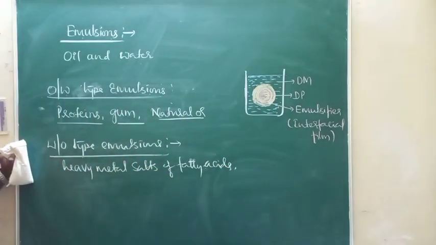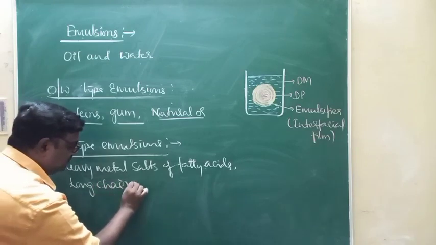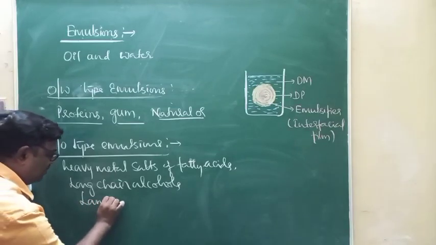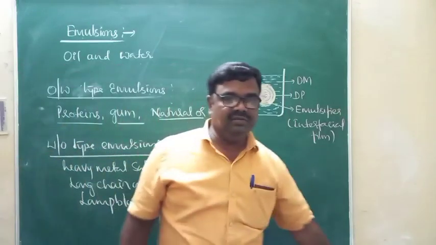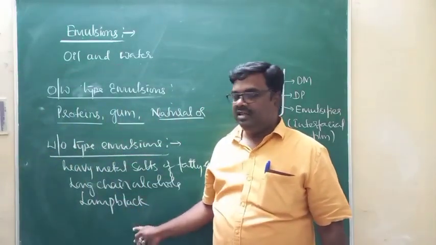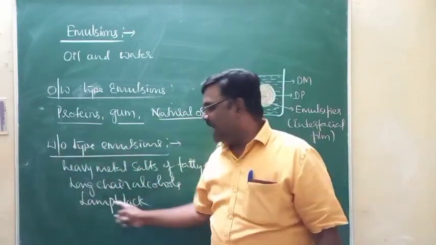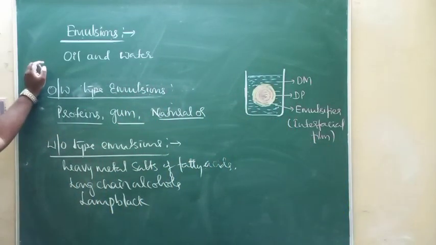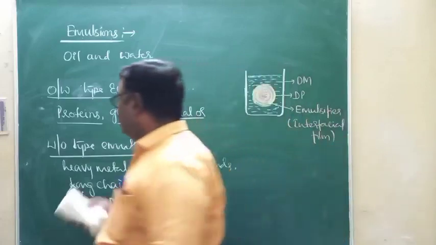Heavy metal salts of fatty acids, or you can say long chain alcohols, or you can say lamp-black. These are the substances which we can use as emulsifying agents in order to stabilize water in oil type emulsions. Lamp-black, carbon soot, can be used as an emulsifier to stabilize water in oil type emulsions. So this is what we call emulsifying agents as far as the stability of emulsions is concerned.